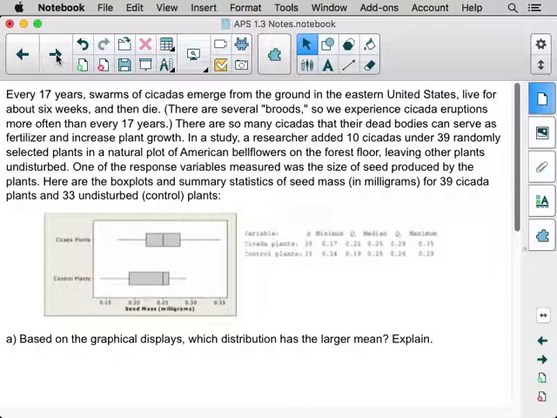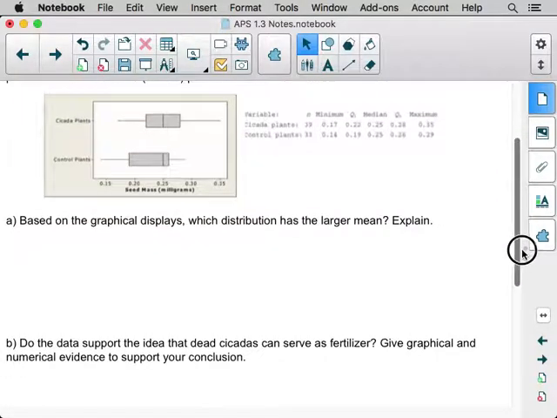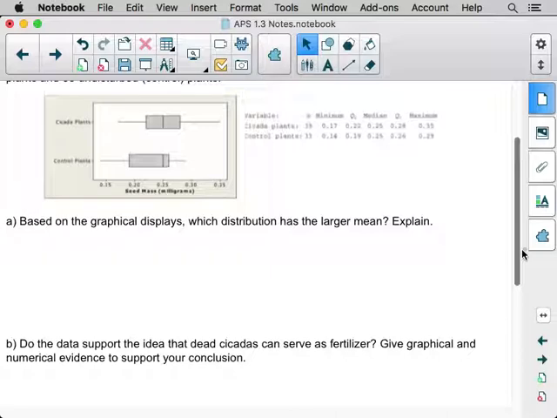One of the response variables measured was the size of the seed produced by the plant. Here are the box plots and summary statistics of seed mass in milligrams for 39 cicada plants and 33 undisturbed control plants. Based on the graphical displays, which distribution has the larger mean? So which one had the larger mean? Because what do you notice about the medians? The medians are exactly the same, but the shapes give an idea as to what's happening to the mean, right?